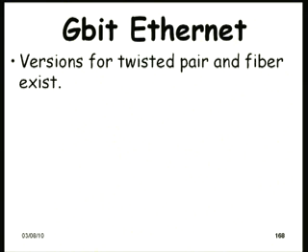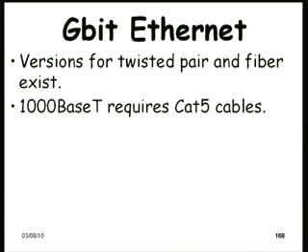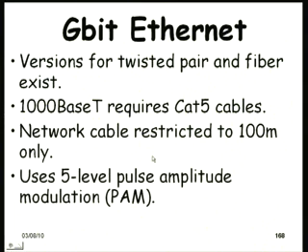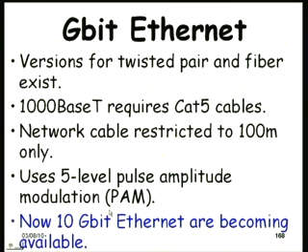And then we have the gigabit Ethernet, now present in the labs. There are two different versions, one using the twisted pair, another using the fiber. The gigabit Ethernet is also referred to as 1000 base T. All these Ethernet transmissions are baseband transmissions, just remember that. It requires a Cat5 cable. We will see why Cat5 cable. 100 meters only, it uses a 5 level pulse amplitude modulation. So again the modulation changed, and that is partly the reason why signals could be transmitted at a faster rate. And now we have 10 gigabit Ethernets available.